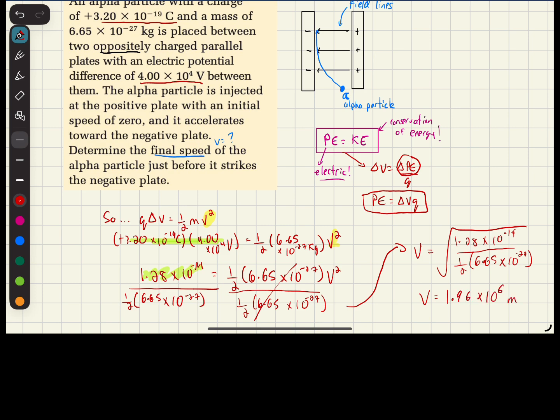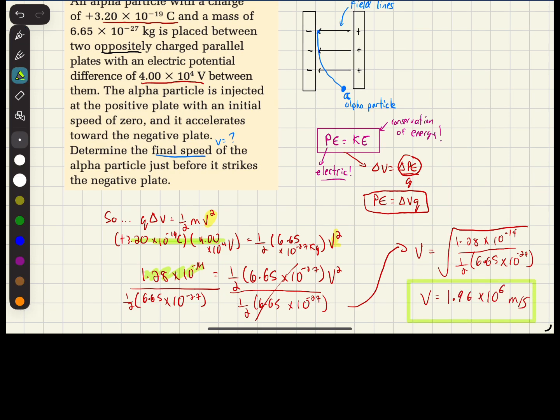So after plugging it into our calculator, we get 1.96 times 10 to the 6 meters per second.